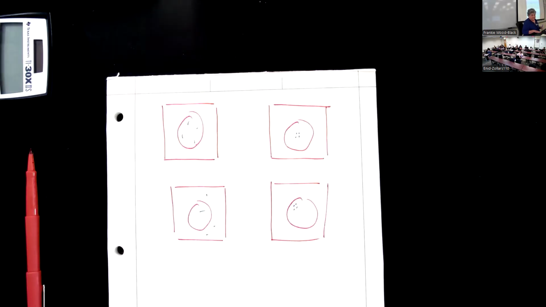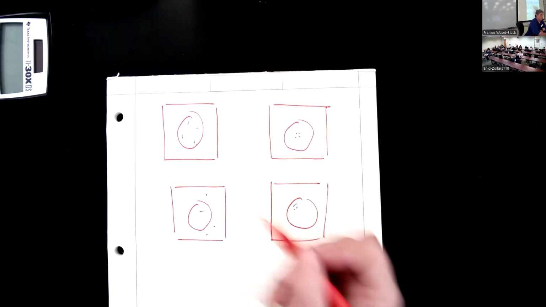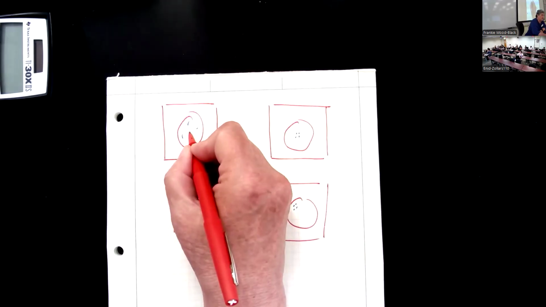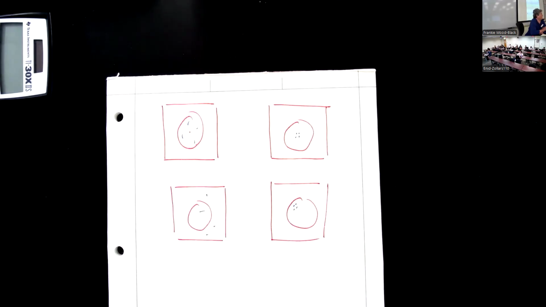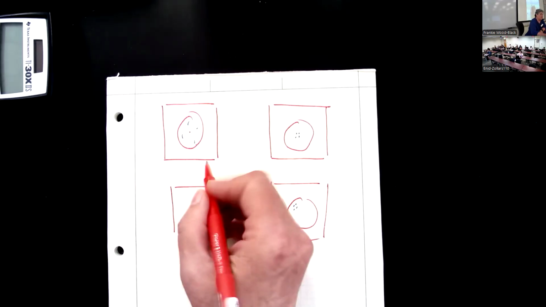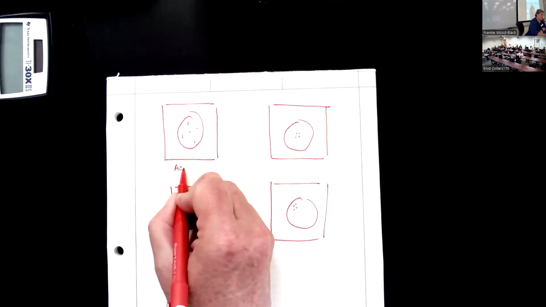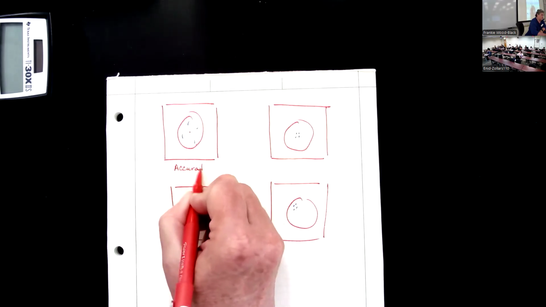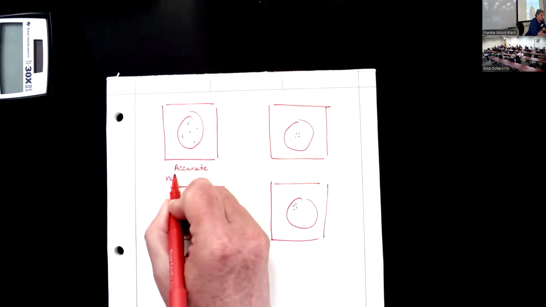So I've got my 4 targets in here. And if I were to take the average of my 4 shots, this one would kind of look like it's hit the center of the target. So this one would be considered accurate, but not precise.